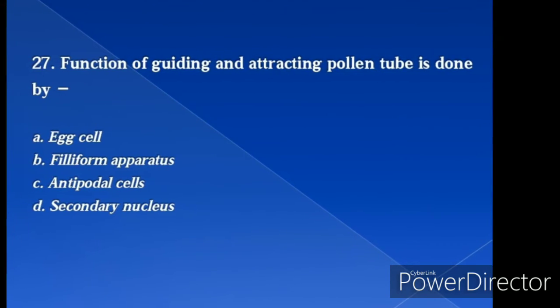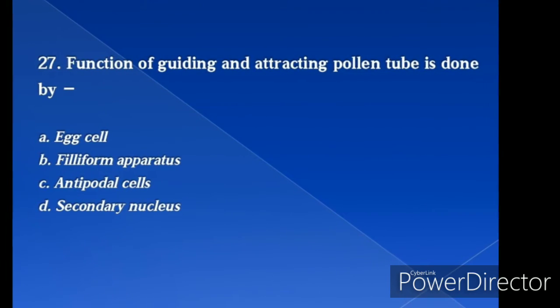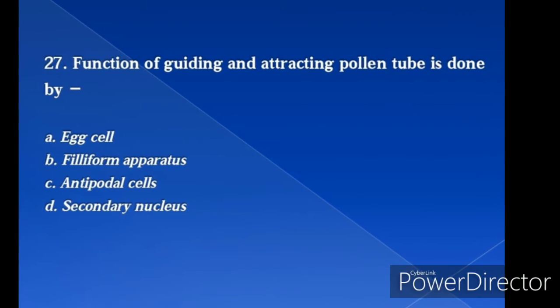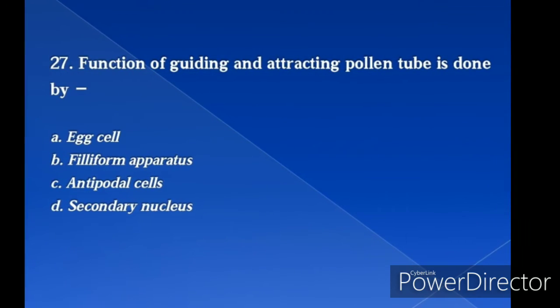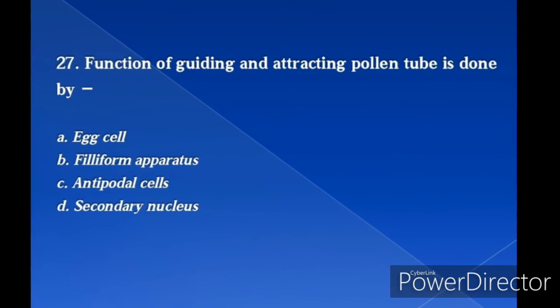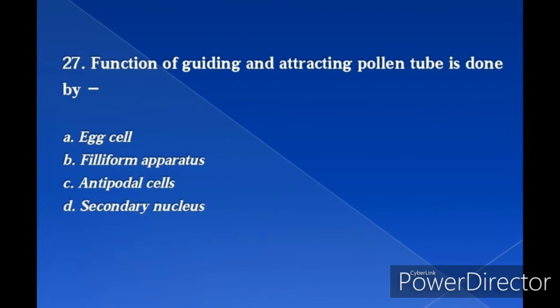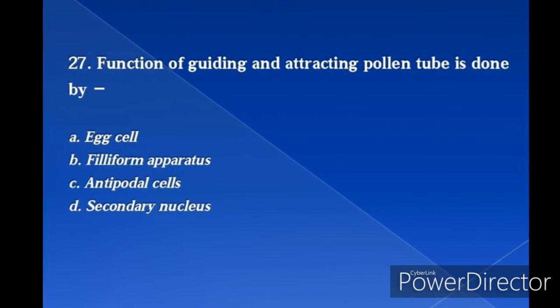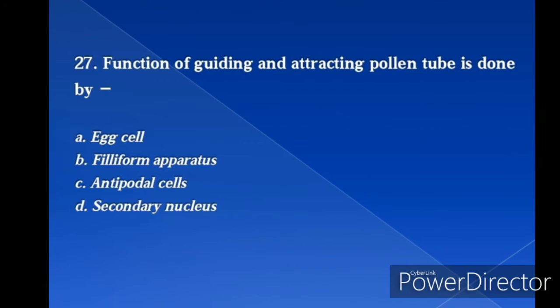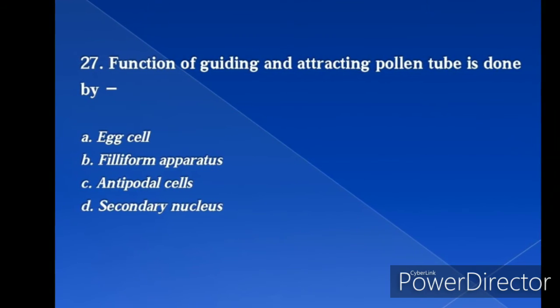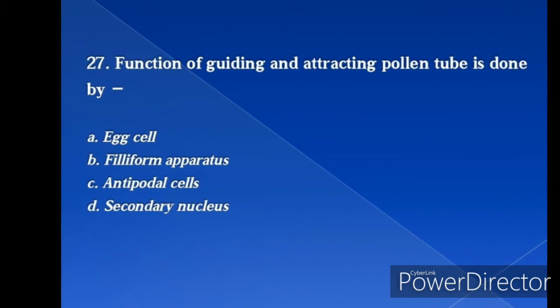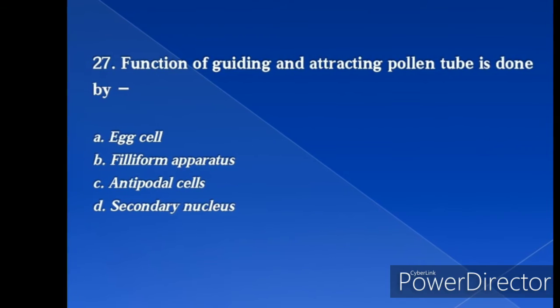Function of guiding and attracting the pollen tube is done by option A, egg cell, option B, filiform apparatus, option C, antipodal cells, and option D, secondary nucleus. Answer is option B, filiform apparatus. The filiform apparatus is attached to the upper part of the synergids and guides the pollen tube easily.